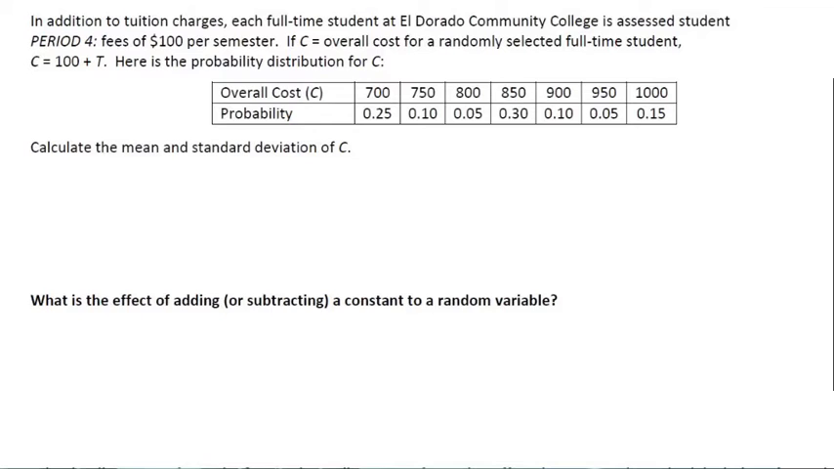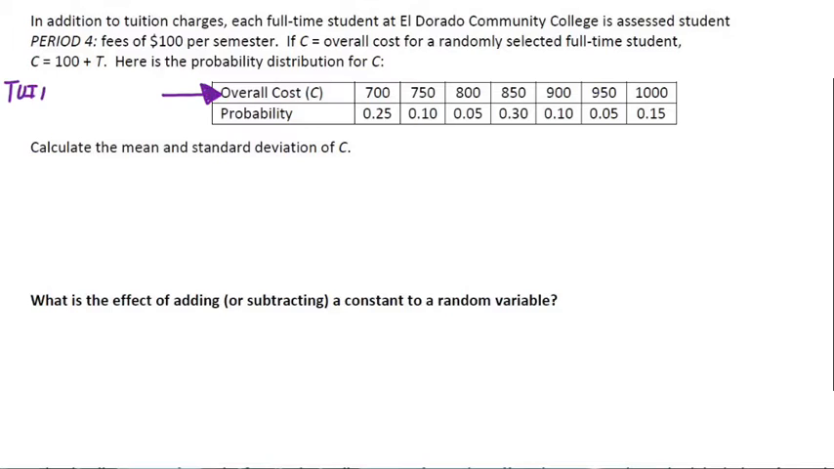So we're going to use the letter capital C, and C is going to be equal to the overall cost for a randomly selected full-time student. So the overall cost would be your tuition, we did that in the last problem, plus everybody has to pay this $100 flat fee. So that's what this new random variable C represents. It's 100 plus T. So here's the probability distribution for C. And if you'll notice, each one of these categories was just increased by 100 for that $100 flat fee.